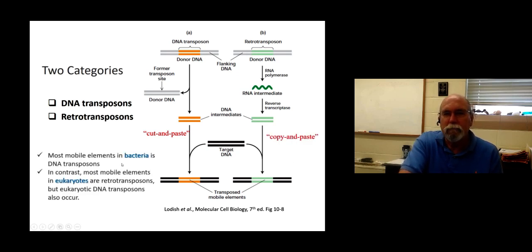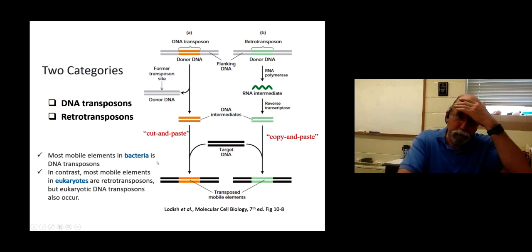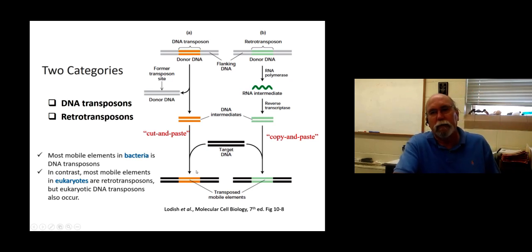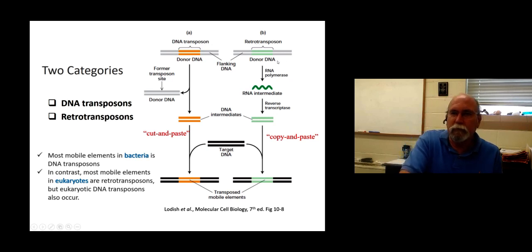Okay, in bacteria and other things, most of them are DNA transposition, so they don't use an intermediate. But eukaryotes, particularly mammals, use a lot of retrotransposition. So we have lots and lots. In fact, it makes up a huge amount of our genome, which we'll talk about in a moment.